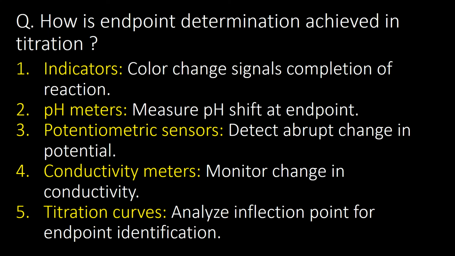Next question, how is endpoint determination achieved in titration? Here are the 5 important techniques of endpoint determination. First technique is by using indicators. Here color change signals the completion of reaction. Second method is by using pH meters. Here we measure the pH shift at endpoint. Third method is by using potentiometric sensors. Here we detect abrupt change in potential. Fourth method is by using conductivity meters. Here we monitor the change in conductivity. And fifth method is by titration curves.